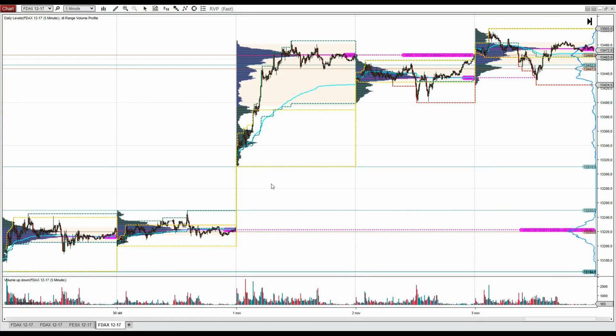We're looking at the past 5 days of trading in the futures for the German index, the FDAX. So today I'll be walking you through how to day trade using the volume profile and the initial balance in 5 steps. The first key step to take is have a look at the context.